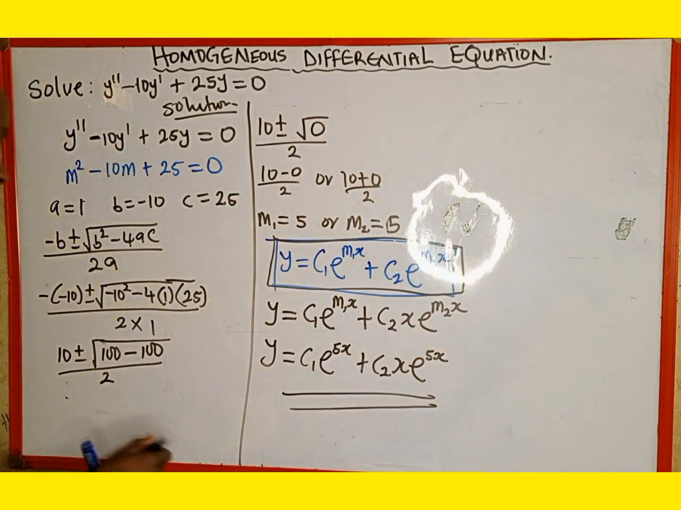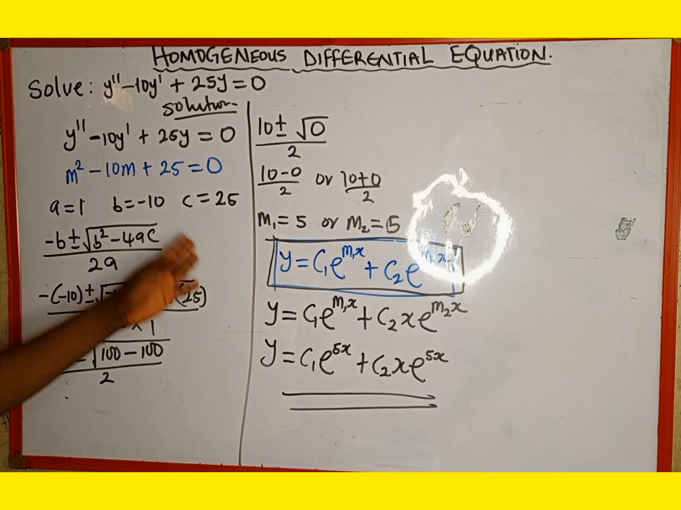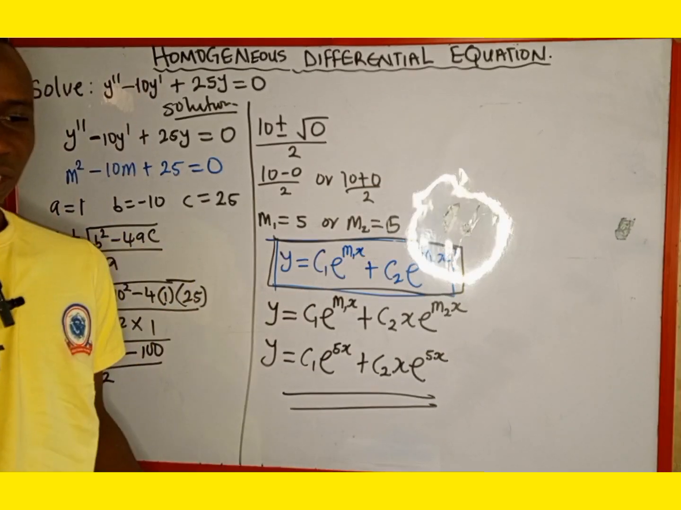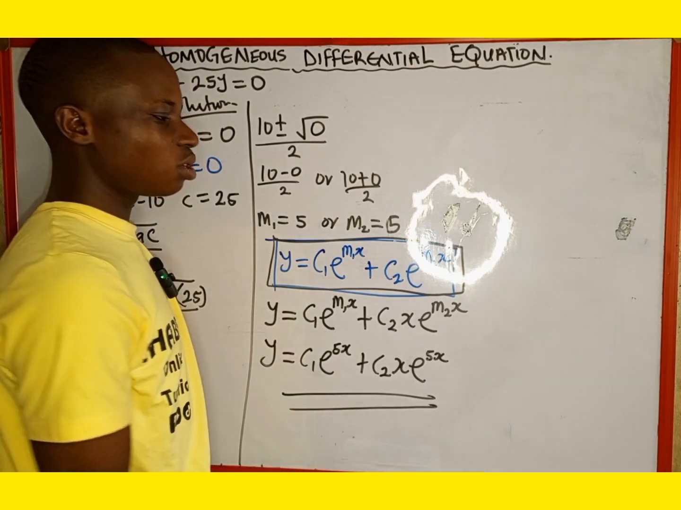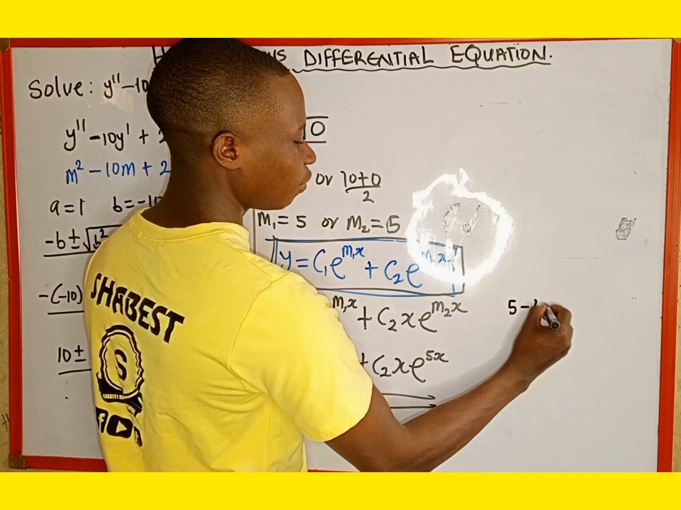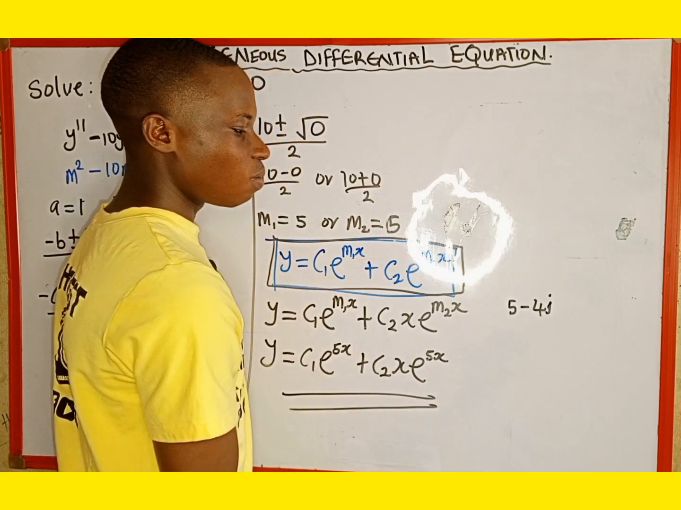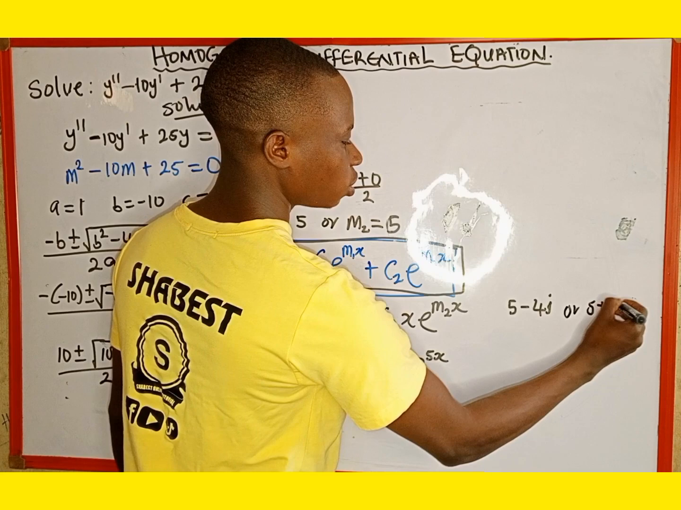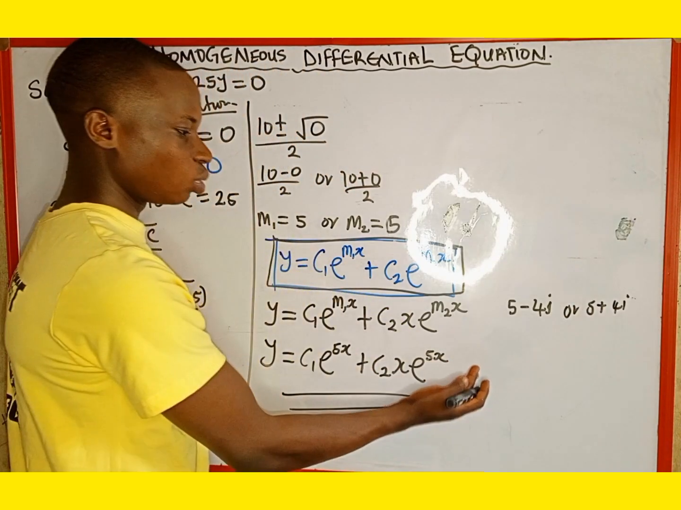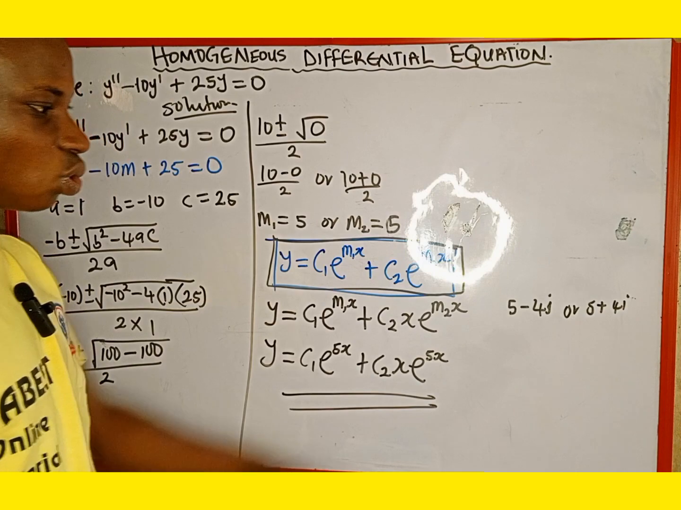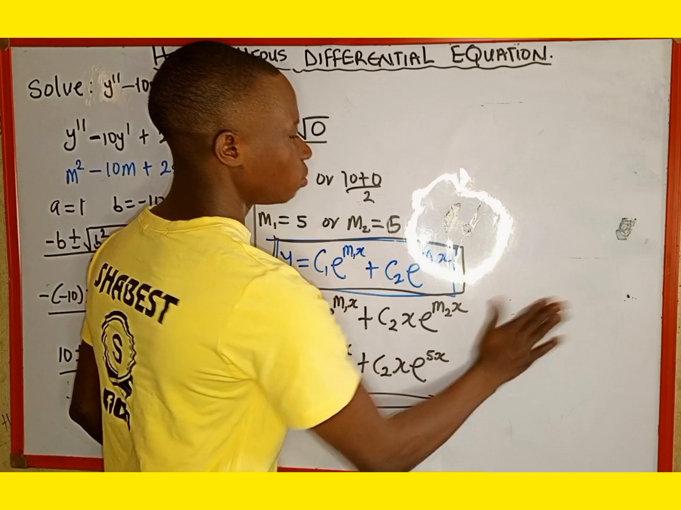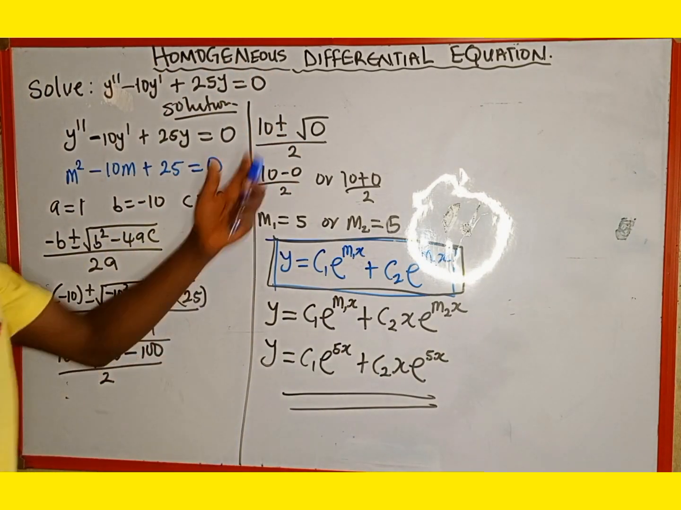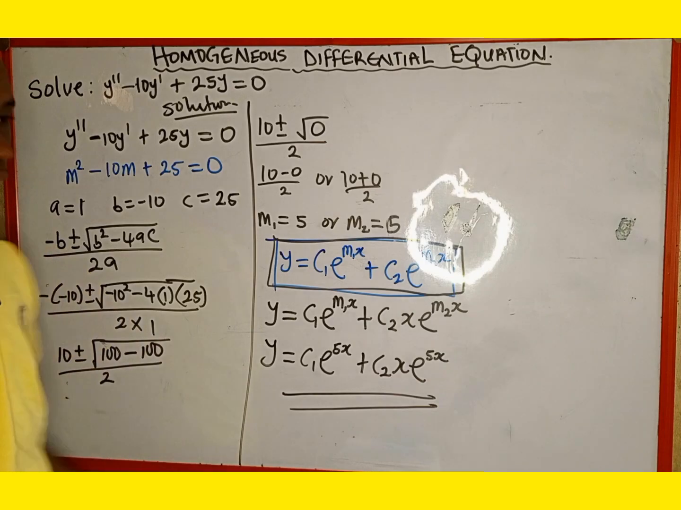In my next video, I will show you how to write the general solution when the roots of the quadratic equation are complex. Complex roots are when you solve a quadratic equation and the roots you have are something like 5 minus 4i, where i is the imaginary unit, or 5 plus 4i. This is a complex root, so the general solution for this is also different from these two general solutions. So this is how to solve a second order homogeneous differential equation when the roots are equal.